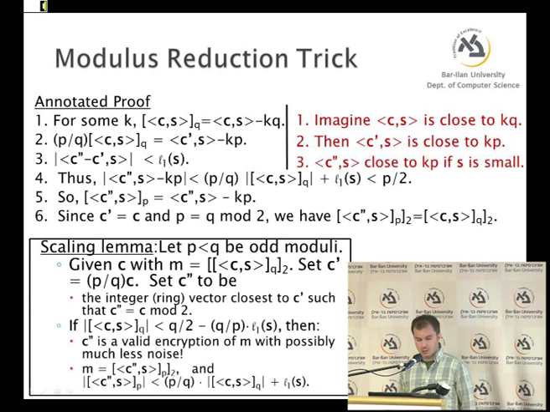Why are C and C prime prime the same? I mean, it's been scaled down, it becomes a fraction. So C prime is an actual fraction, and then it's just kind of rounded. It doesn't preserve any of the divisibility. If you multiply the ciphertext by P over Q, it becomes a fraction. It's not an integer in any sense.